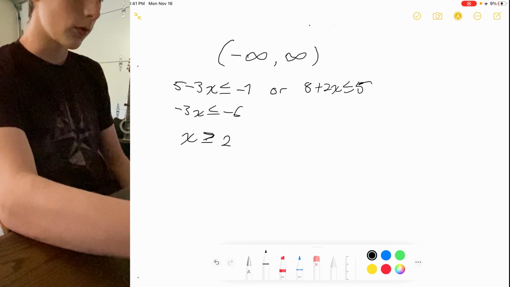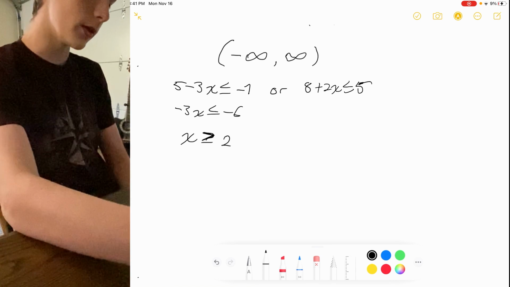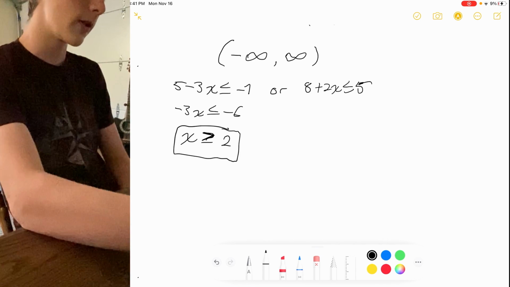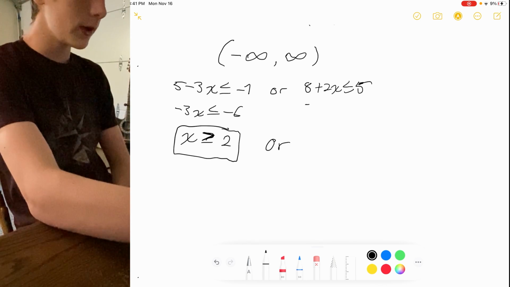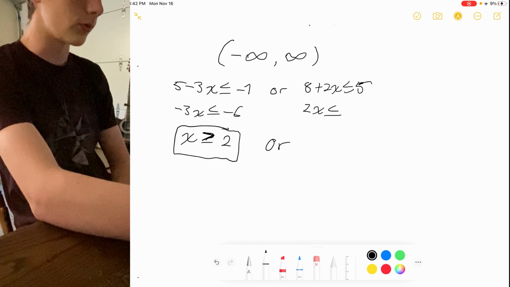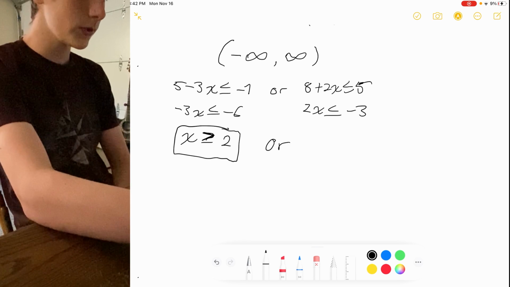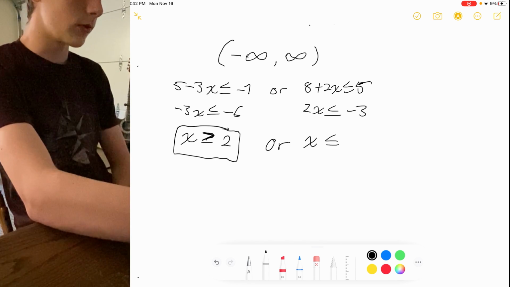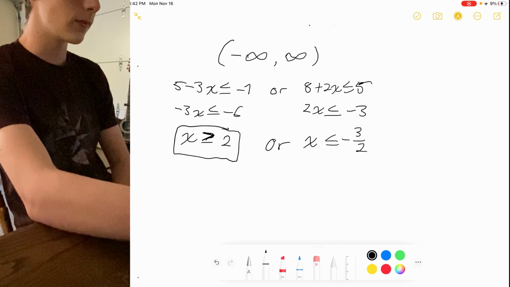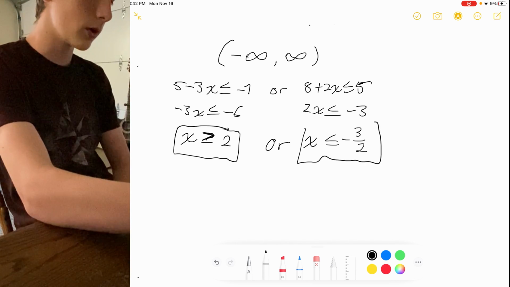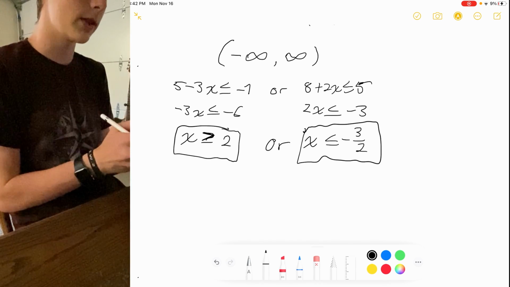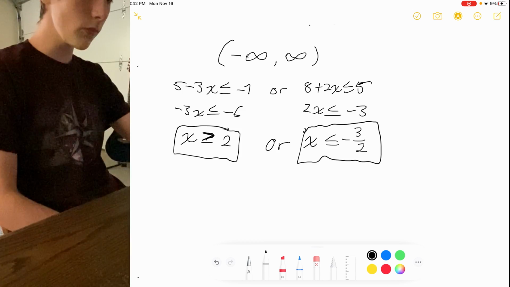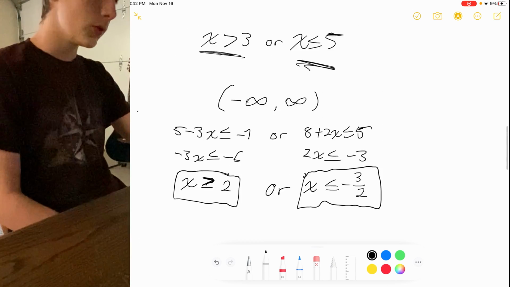So x is going to be greater than or equal to 2. That's our first solution, right, on the left. Or, and then we do it over here. So subtract 8 from both sides, we'll get 2x is less than or equal to negative 3, I think. And then divide by 2 on both sides, x is less than or equal to negative 3 halves, right? So those would be our two different inequalities that we get now. And we just combine them back with that or. Okay. So now we've got those covered.